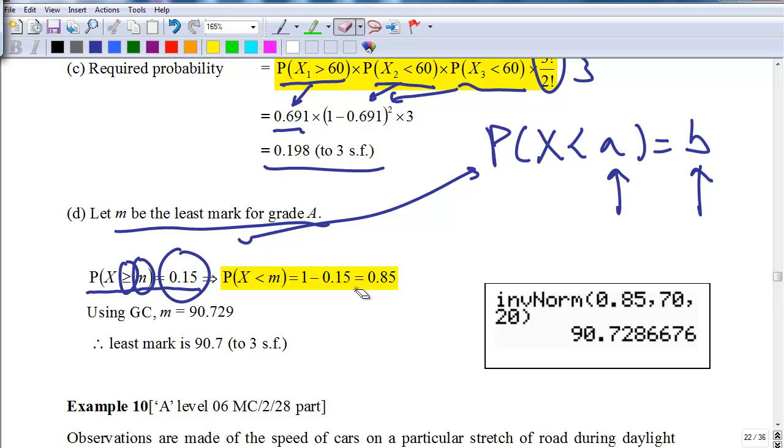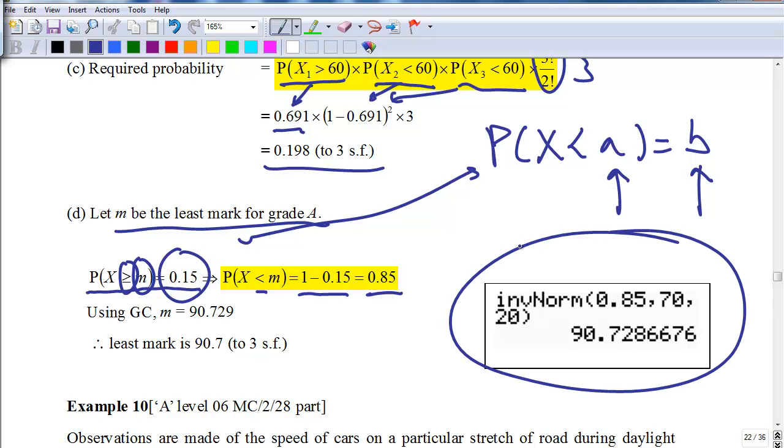So that's exactly what I've done here. I use the complementary rule to change the bigger than sign to a less than sign. Then on the right, you have 1 minus 0.15, and this is 0.85. So I can now key in all these numbers into inverse norm to get 90.72866676. And then when I equate it to M, my least mark is 90.7, correct to 3 SF.